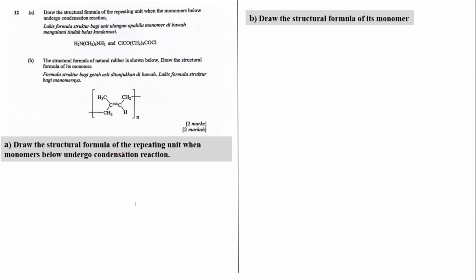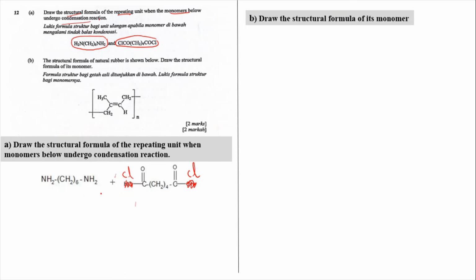For question 12, we have to draw the structural formula for the repeating unit when the monomers below undergo condensation reaction. So we have two monomers. We have 1,6-hexane diamine, and then we have the structure here, which is the acyl chloride. In order to draw the polymer, it is advisable to draw the monomer once again. So this one is the structure here, and then we have another one, sorry, this one should be Cl, and then this one should be Cl. So acyl chloride here.